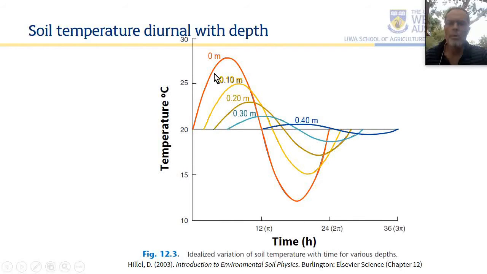So at 0 meters, right at the soil surface, during the day, the soil heats up the most, right? As you'd expect, it takes the immediate incident solar radiation right on the surface, but also cools very quickly. So energy is able to be lost from the surface of the soil very easily. It's not insulated by any overlying material, right? And so it cools down overnight by the largest amount as well.